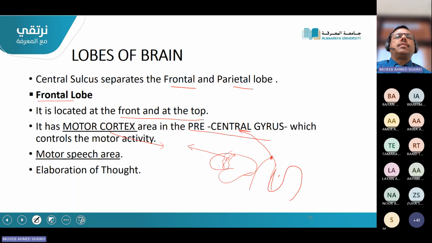The area in front of the central sulcus is the motor cortex, which controls the motor activity, the movement of the body, also movement of the tongue muscles. So the motor speech area is present in the frontal lobe. Also it is responsible for thoughts and emotions. So the frontal lobe performs motor activity, motor speech, and elaboration of thought. These are a few; many you will find in the CNS block.